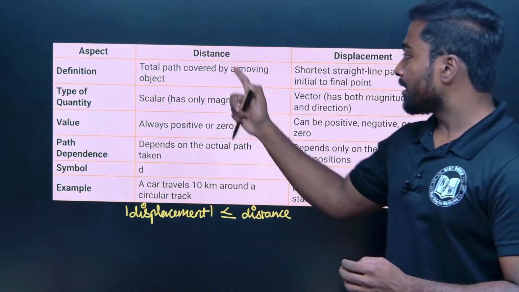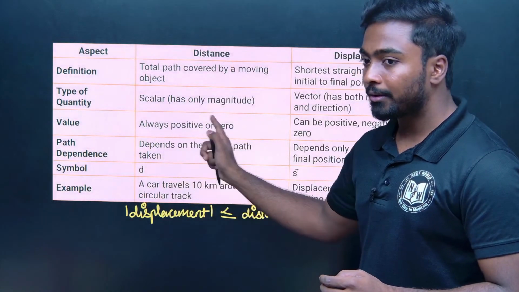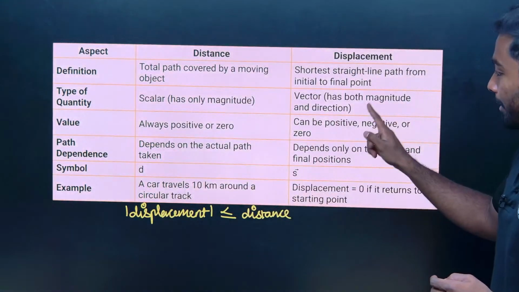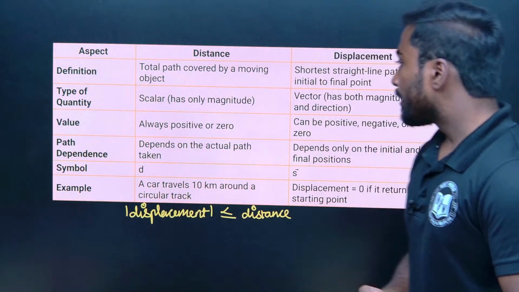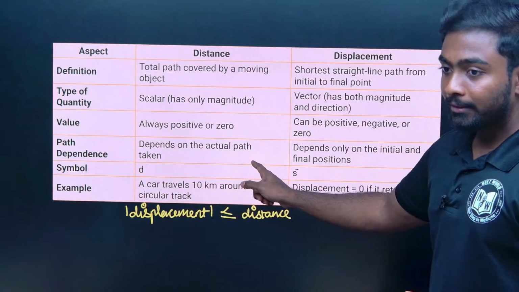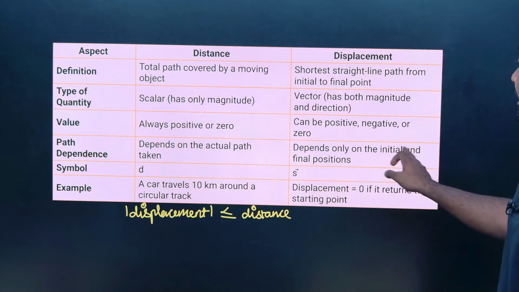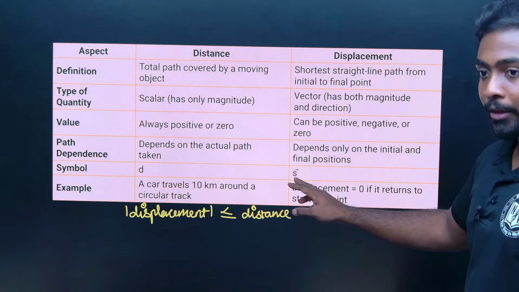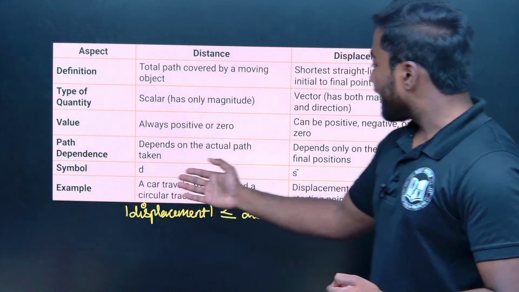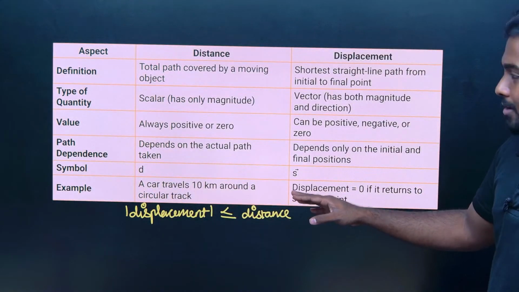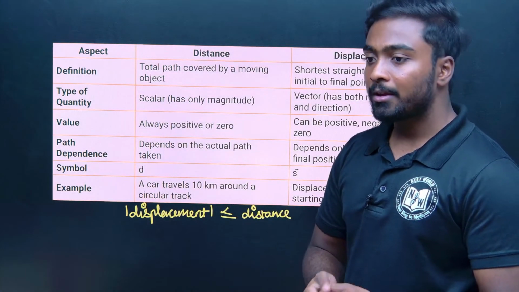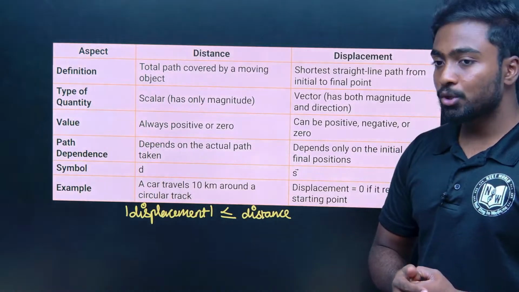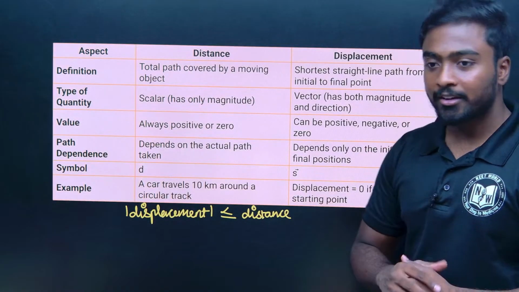So distance cannot be negative, it's always positive or 0, but displacement can be negative, positive, as well as 0. Distance depends upon the actual path taken, while displacement depends only on the initial and final position. When we talk about the symbols D and S, in questions the symbols may be changed or may not be changed. So depending upon the question, we should take either distance or displacement.